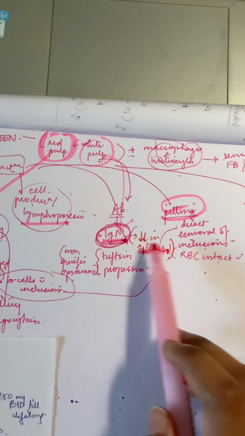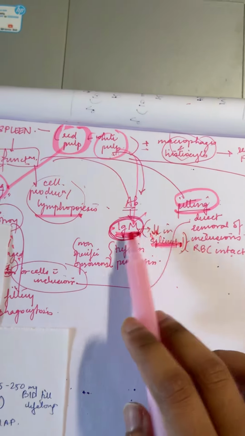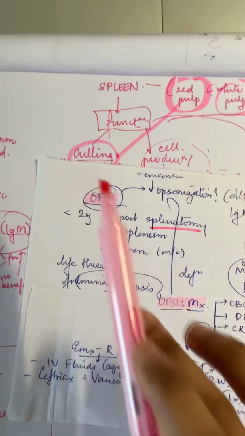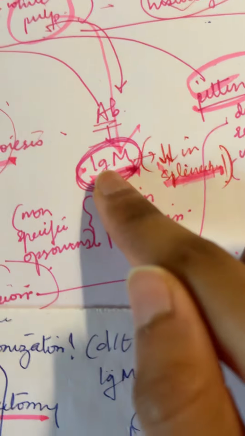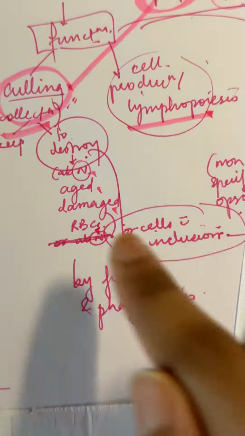Now, if you remove the spleen, the IgM will suddenly drop and the host defense mechanism will be compromised. You get something called OPSI, which is overwhelming post-splenectomy infection. Remember from OPSI: opsonization gone. So your IgM-producing splenic B cells are gone. The splenic filter is also gone.